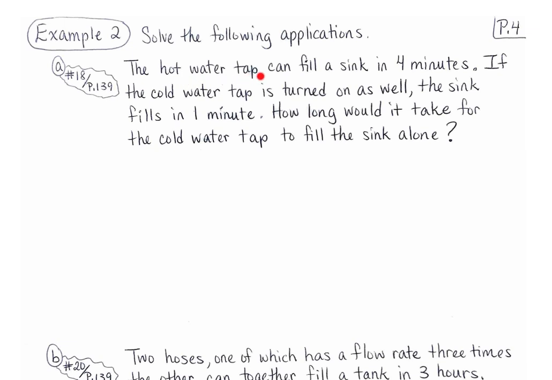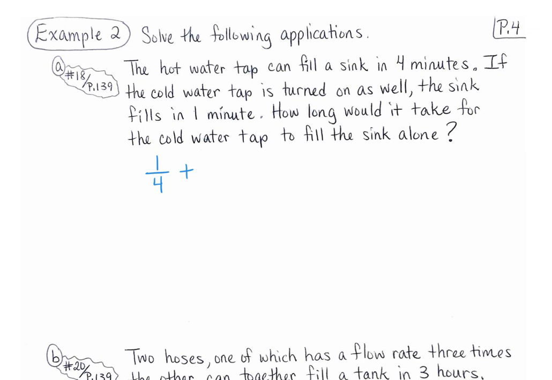So, the hot water tap can fill a sink in 4 minutes. That's equivalent to 1/4. And then it says if the cold water tap is turned on as well, the sink fills in 1 minute. How long would it take for the cold water tap to fill the sink alone? So 1/4 plus, do we know what we're adding? Where's the plus 1 coming from? Because it fills up in 1 minute.